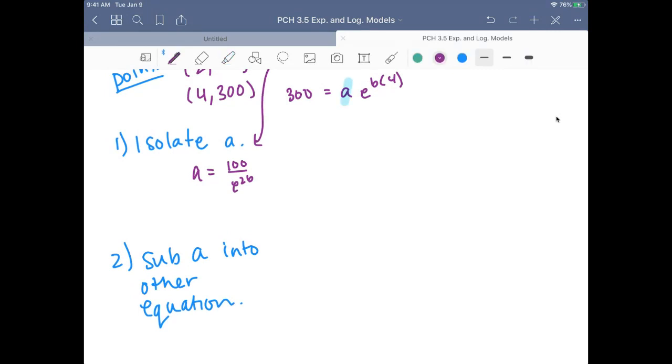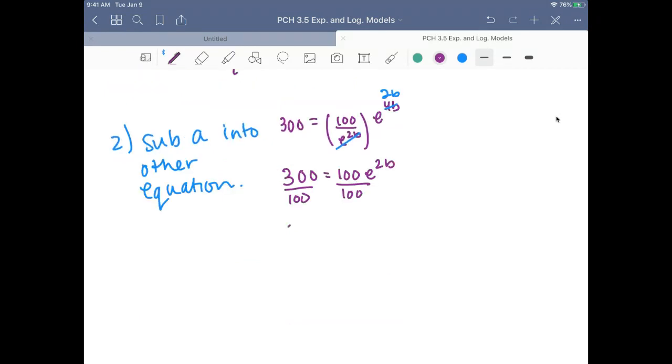So we get 300 is equal to 100 over e to the 2b times e to the 4b. These are going to cancel, leaving me with e to the 2b here. So now we have 300 is equal to 100 times e to the 2b, divide by 100, and we get 3 is equal to e to the 2b.